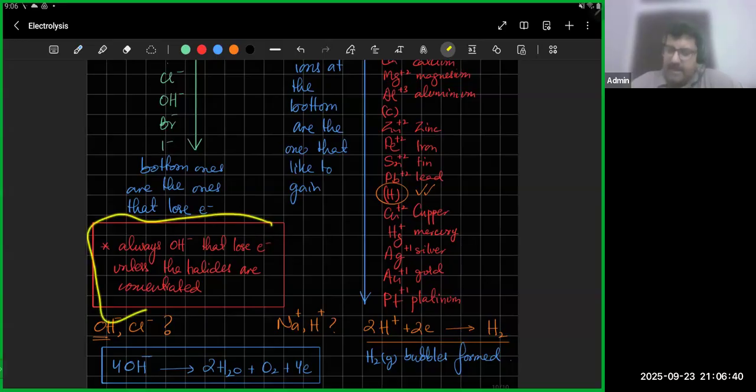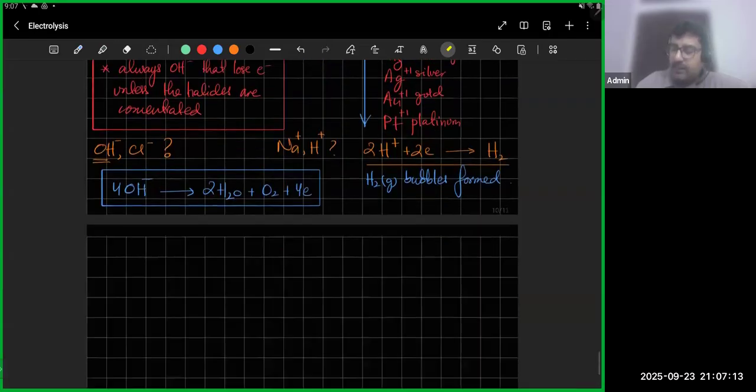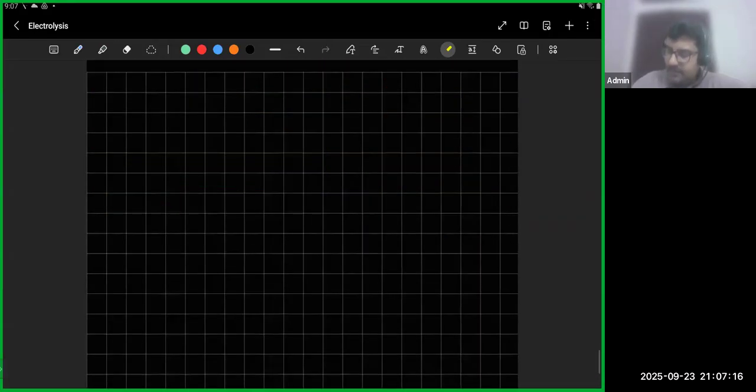And for OH ions losing electrons, OH are negatively charged. OH has 1 electron extra, that's -1. There are 4 of them, so 4 electrons would be lost. And water molecules and oxygen molecules are going to be produced because the OH decomposes and breaks down. So I'm going to do the next one.